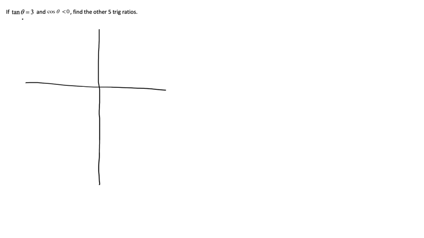We know that tangent of theta is equal to 3 and cosine of theta is negative. So which quadrant is this angle or this terminal side going to be in? Well, if cosine is negative, that means we're either in quadrant 2 or 3. But tangent is positive, which means that we must be here, in quadrant 3.